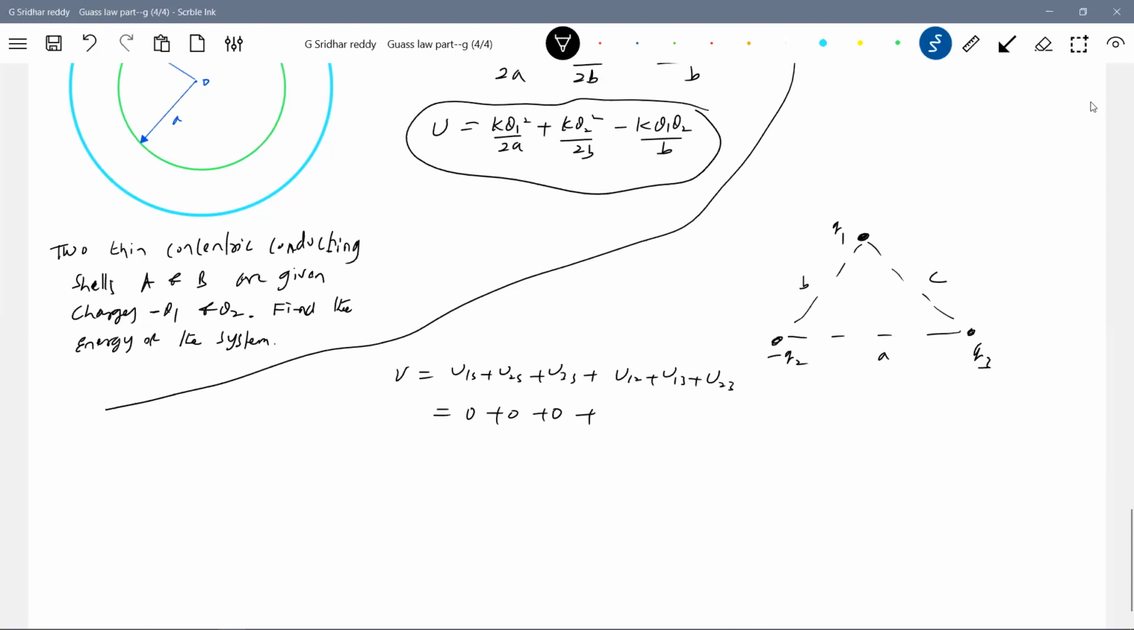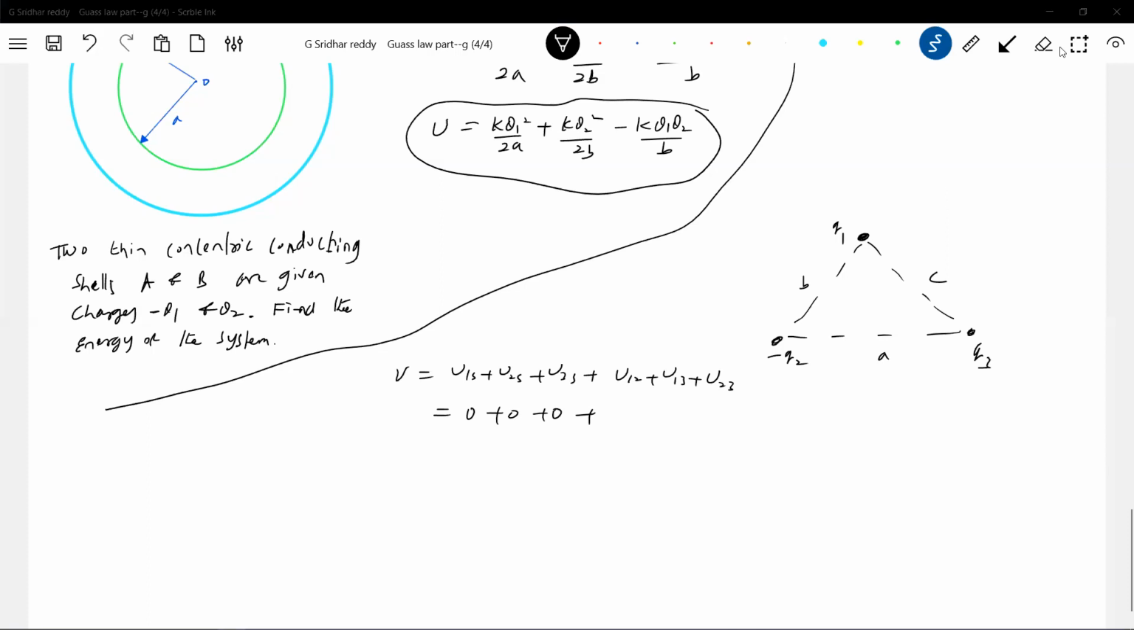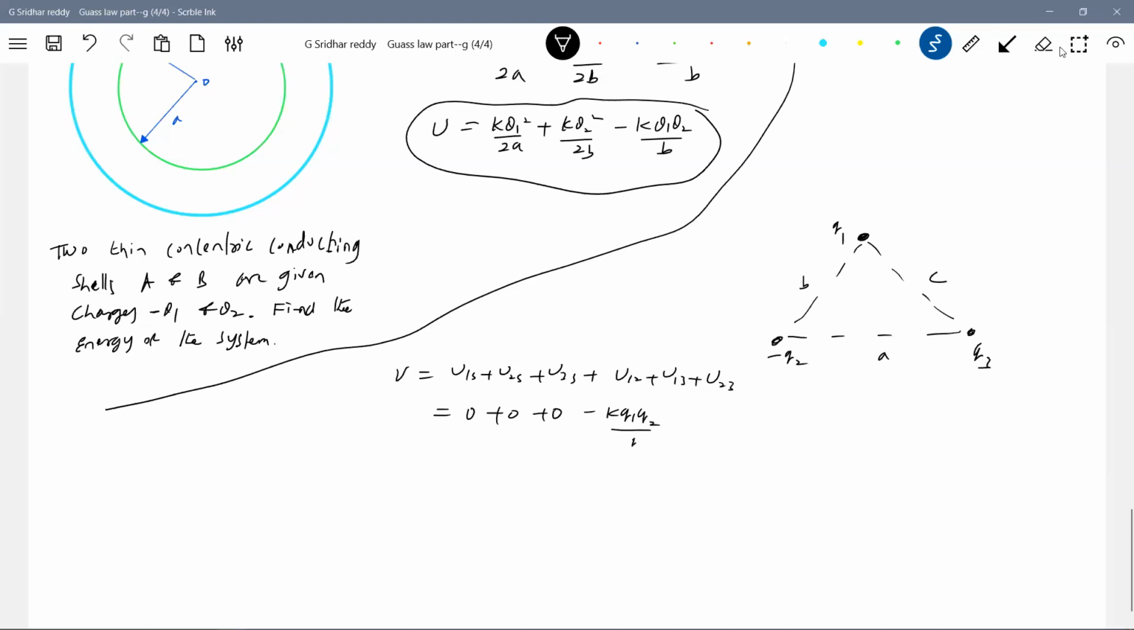What is the interaction potential between 1 and 2? It will be minus K Q1 Q2 by B. Between 1 and 3, K Q1 Q3 by C. Between 2 and 3, K Q2 Q3 by A. Only interaction potential, because the self-energy of a point charge is negligible. I'll write that statement somewhere here. It's negligible, better write it.